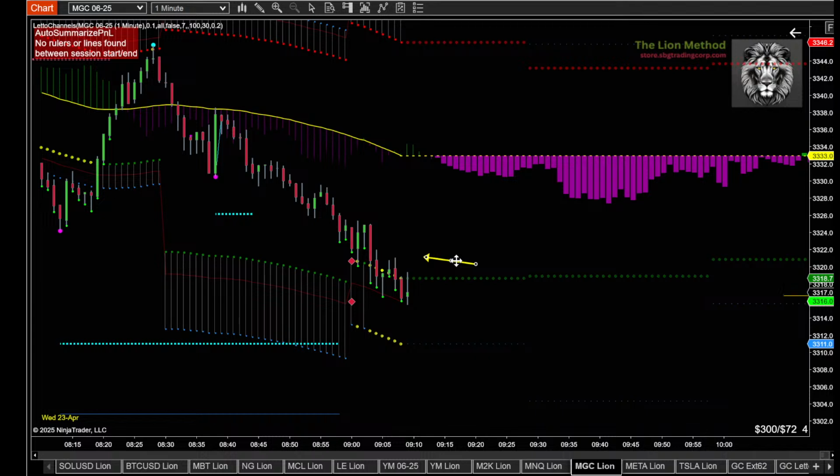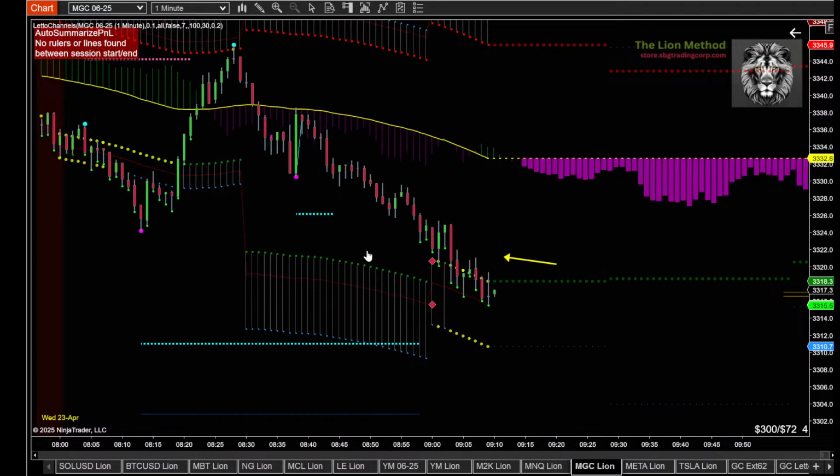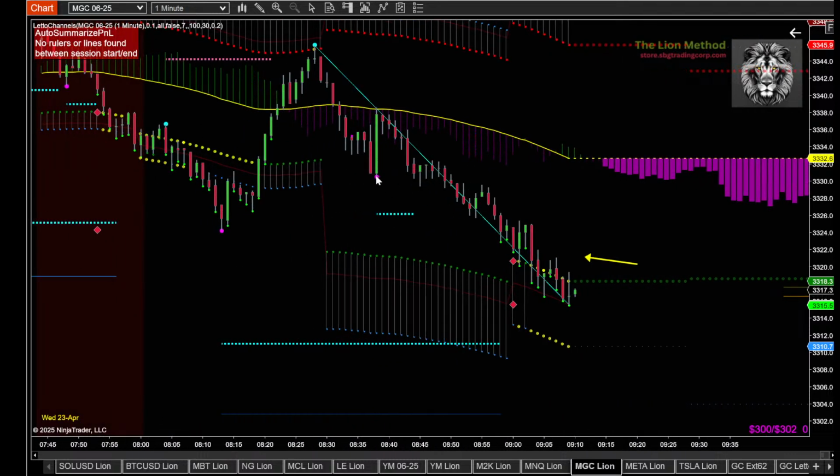And the market does this pattern repeatedly. If we don't get one on this move down, it'll happen again. And we'll be patient. Now, some of you might wonder why we didn't go short here.